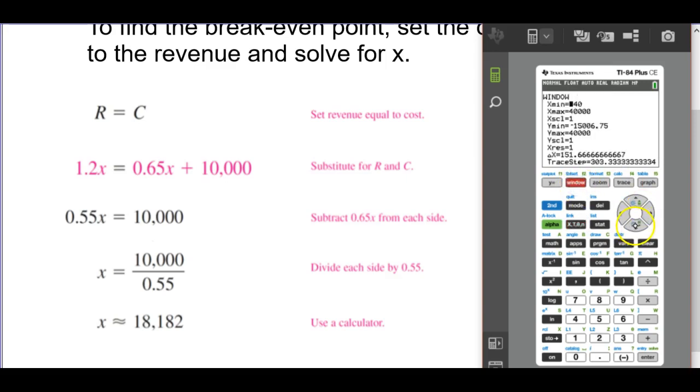So I'm going to go back to my window and go up to 40,000 on the X max. I don't really care what your Y min is, but we'll hit trace this time, and we finally find a point of intersection here. To have your calculator find the point of intersection, we'll hit second calculate, and then number 5 is intersect. And this says first curve, we'll just press enter for the first curve.